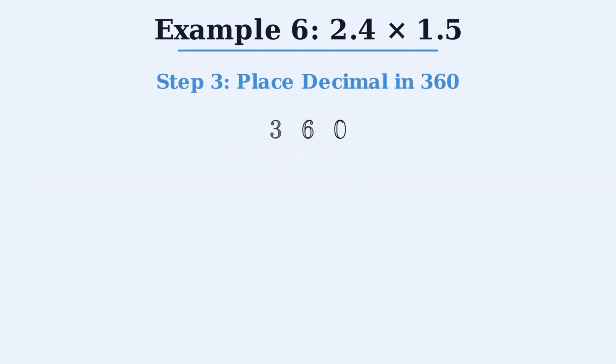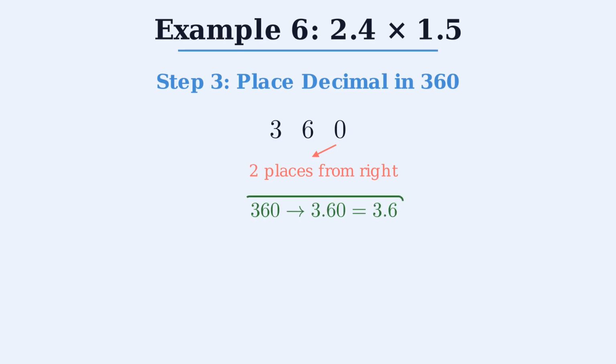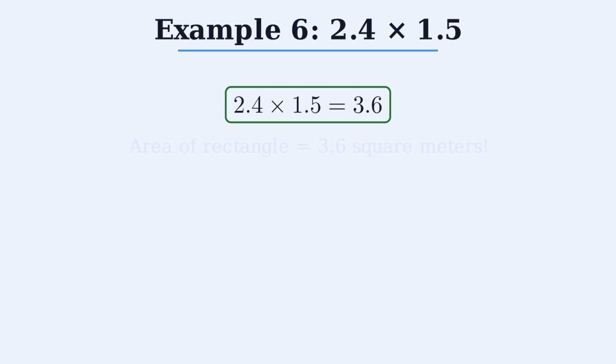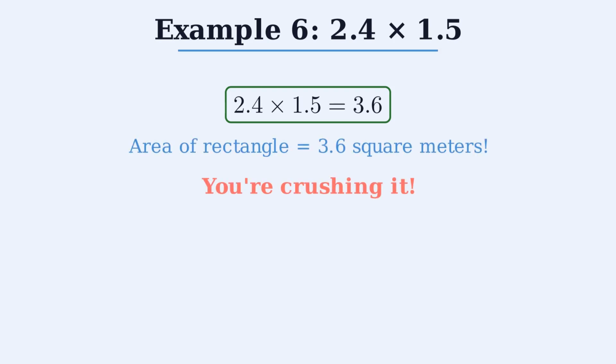Step 2, count decimal places. The number 2.4 has 1 decimal place, and 1.5 has 1 decimal place, total of 2 decimal places. Step 3, put 2 decimal places in 360, counting from the right. That gives us 3.60, or just 3.6. So 2.4 times 1.5 equals 3.6. The area of our rectangle is 3.6 square meters.